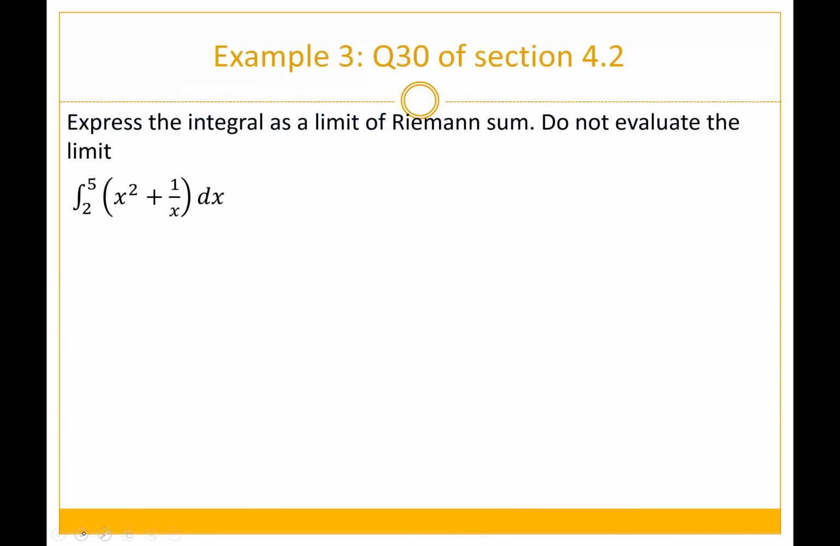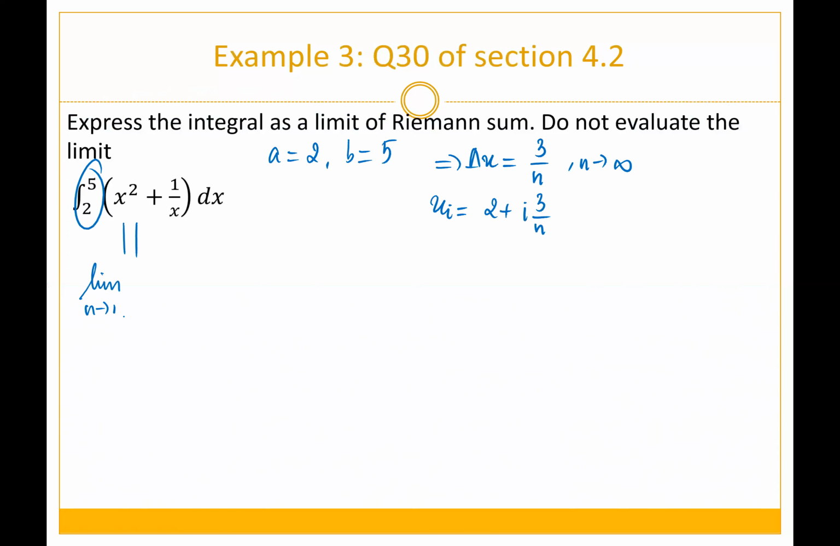So now we're going to go to examples. Example 3 is question 30 of section 4.2. Express the integral as the limit of Riemann sums. Do not evaluate the limit. From this one, the interval is from 2 to 5. So a equals 2, b equals 5. You're going to have delta x equal to 3 over n, with n approaching infinity, and x_i is going to be 2 plus i times 3 over n. So this one is going to equal the limit as n approaches infinity.